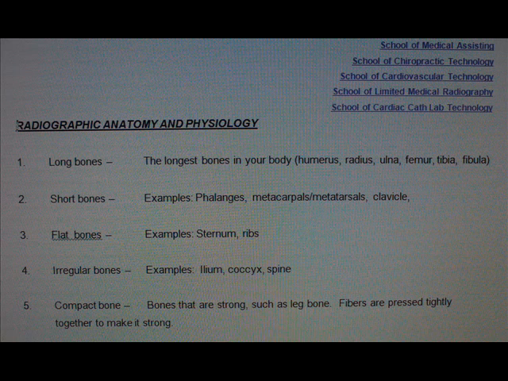Flat bones. Example, you have your sternum. There's the middle of the chest. It's very flat. Your ribs, even though they're curved, they're also flat.